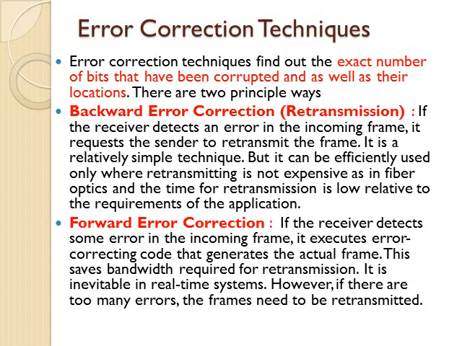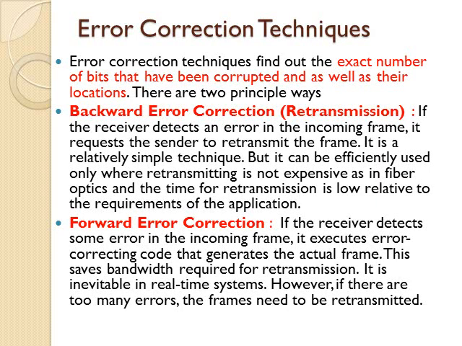These are error correction techniques. This error correction technique helps to find out the exact number of bits that have been corrupted during transmission as well as their location. There are two ways to correct the errors. They are the backward error correction method and the forward error correction method.